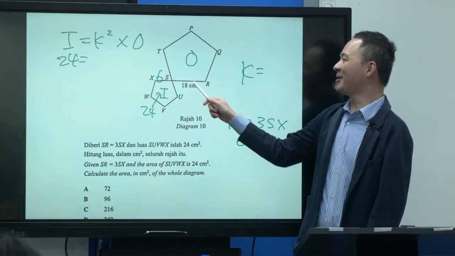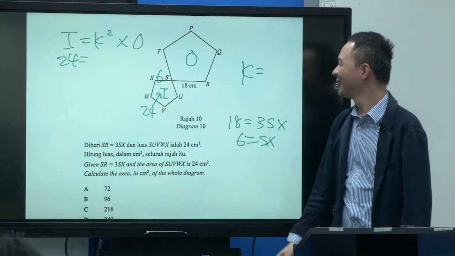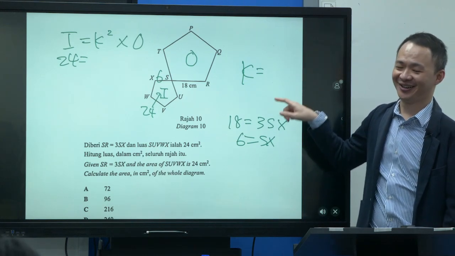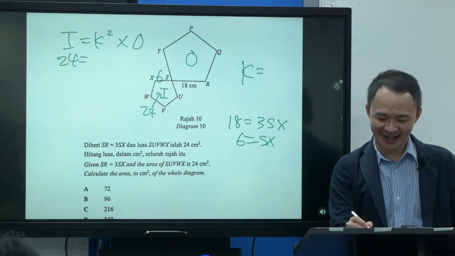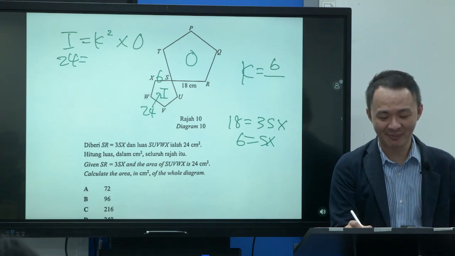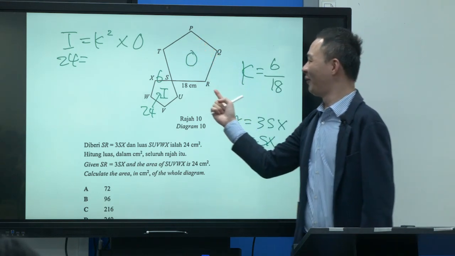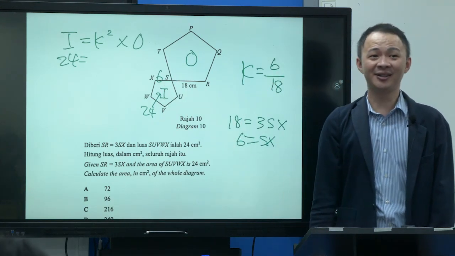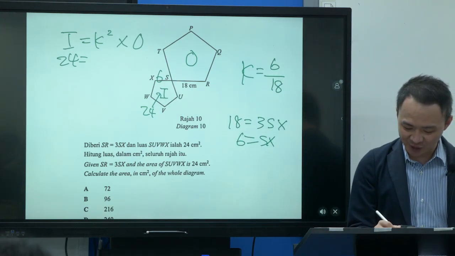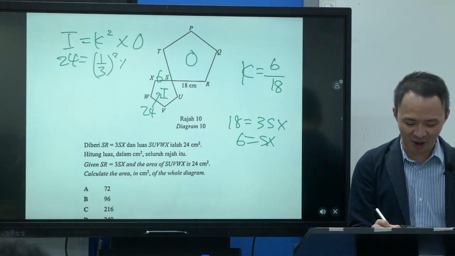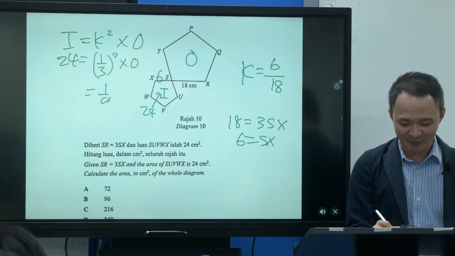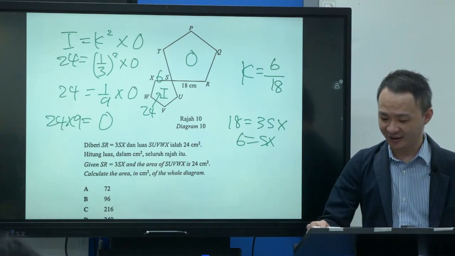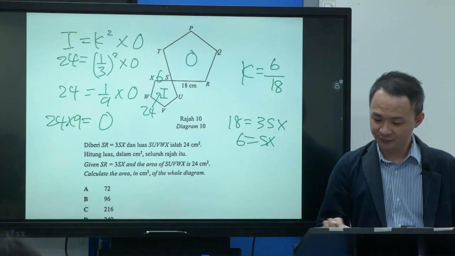Ini bagi 18 bagi 6 ke 6 bagi 18? Image di atas. Objek di bawah. Image adalah 6. Objek 18. Ini objek kan? Objek yang panjang di bawah. Image di atas. Remember? So, this one is 1 over 3 squared multiplied by object. So 1 over 9 multiplied by object. So 24 multiplied by 9, area of object. 216.